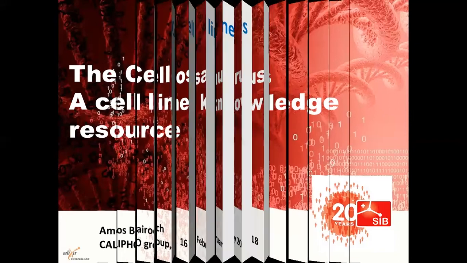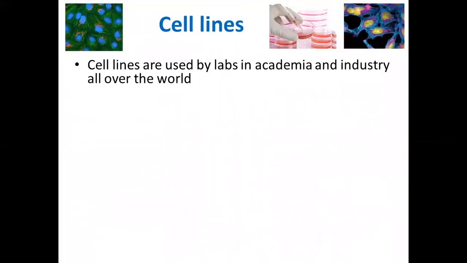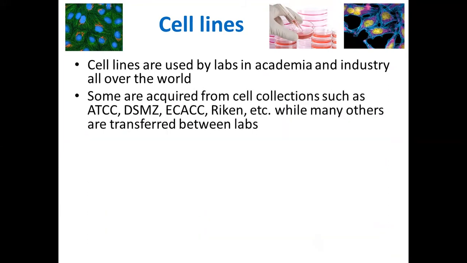So let's first start with cell lines in general. Now, cell lines, it's maybe obvious to say, but they're used by labs in academia and industry all over the world since the 1950s. And a number of them are acquired by a researcher from a cell collection. And there are well-known cell collections such as ATCC in the US, DSMZ in Germany, ECACC in England, RIKEN in Japan. But also, and that's also quite important, many other cell lines are transferred between labs. A lab will establish a cell line and then distribute it to collaborators.